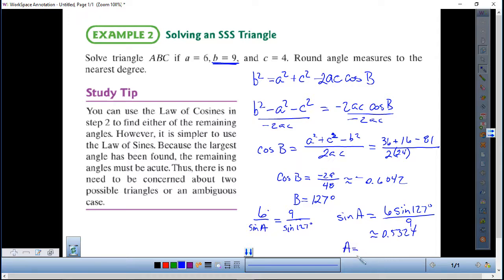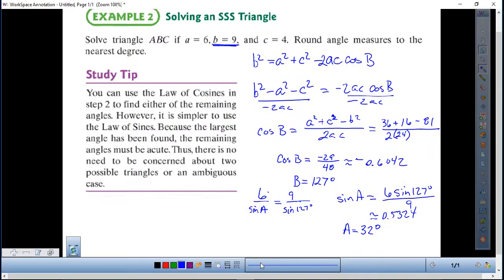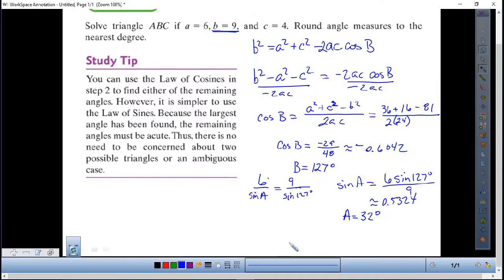So here's where I'm going to take the inverse sine of that decimal, and I'm going to get 32.169, or 32 degrees. Now once I know 32, I know 2 of the 3 angles in this triangle. If I know 2 of the 3 angles, it's easy to find the last one. I just take 180 and I subtract the 2 angles that I know.